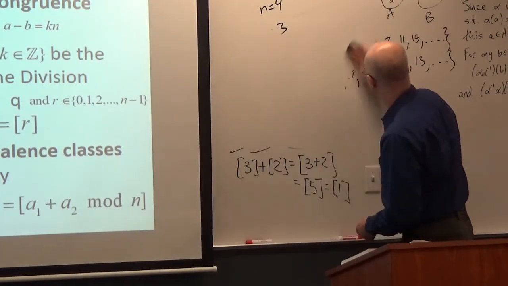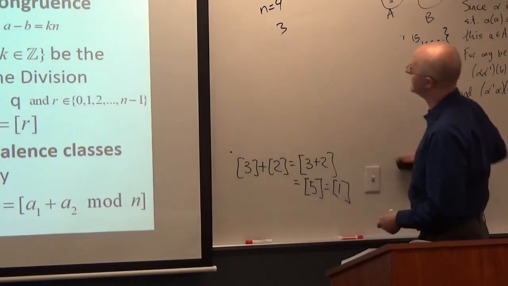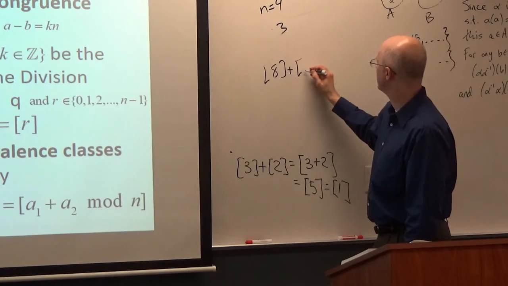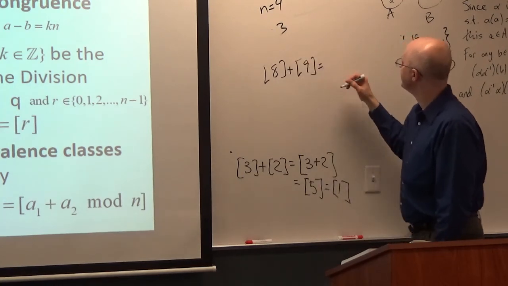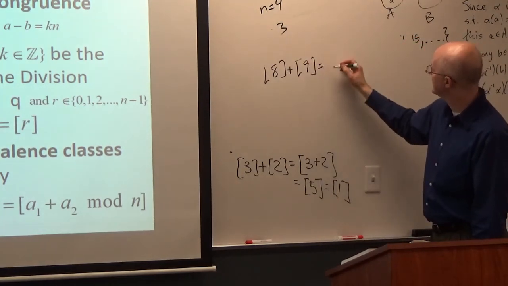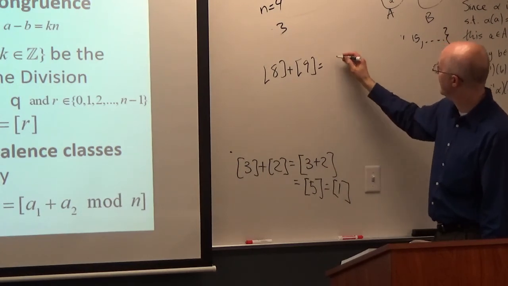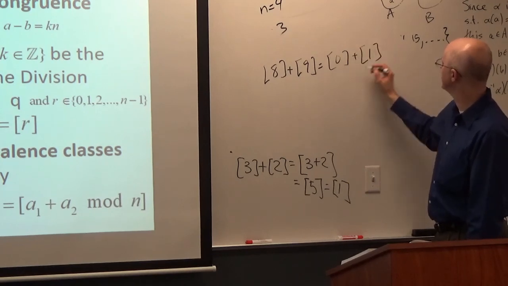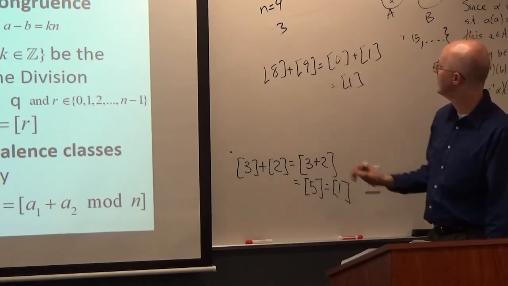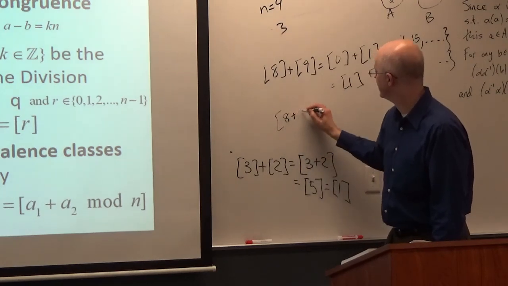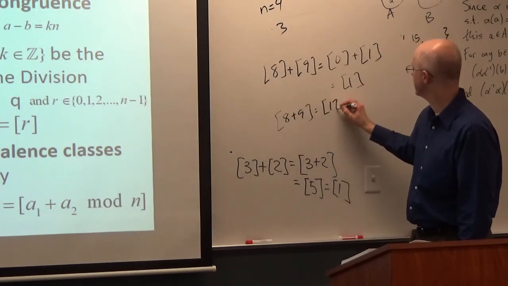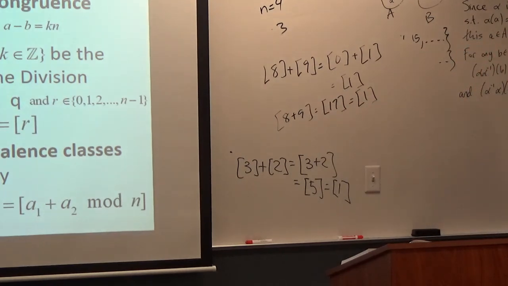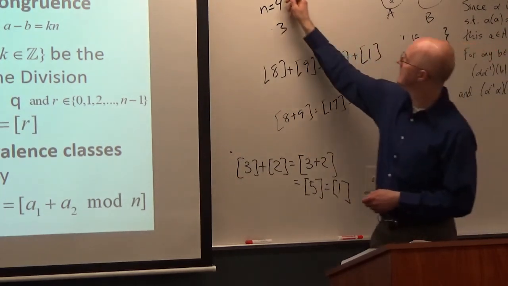I could also write an equation, for example, like this. The equivalence class of 8 plus the equivalence class of 9. I could either reduce 8 and 9 mod 4 first. 8 is the same as 0, 9 is the same as 1 before adding to get this one. Or I could add them internally first, like this, to get 17 and reduce that mod 4 to get the same answer. This is all in mod 4 arithmetic.